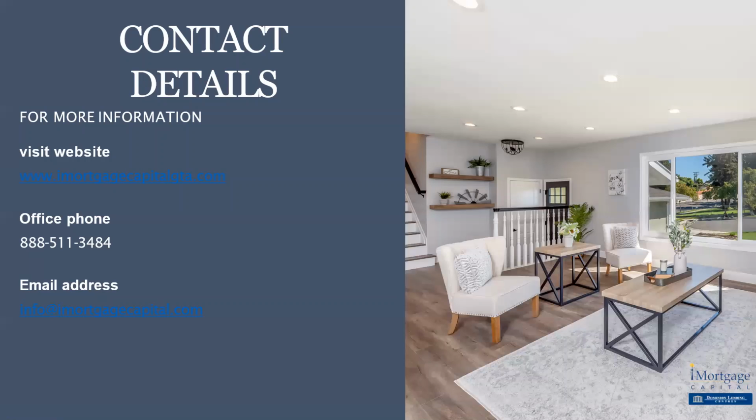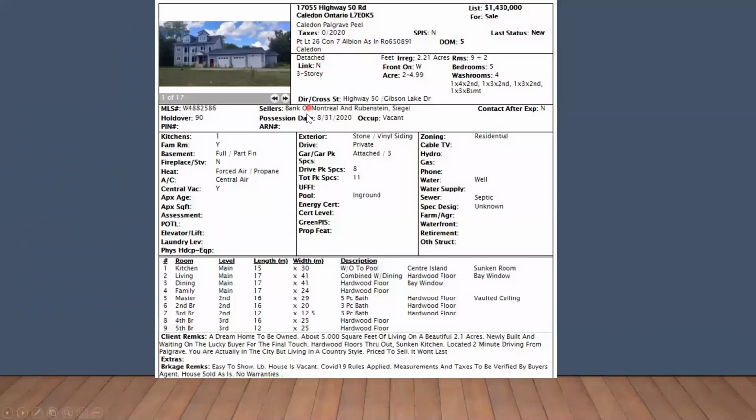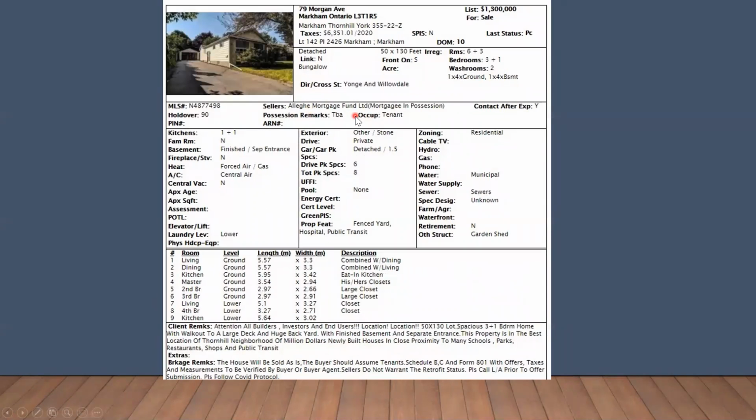Okay, but the bank is the seller, right? So when you see, let me just show you again. When you see over here, you're going to look at the seller. This is the Bank of Montreal. This over here is a mortgage company. With some of these, when they do an 80% loan to value, there could be some good equity in the property, but for some reason the person just didn't pay. So you have to really look at who the seller is.